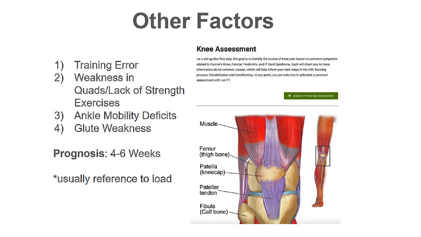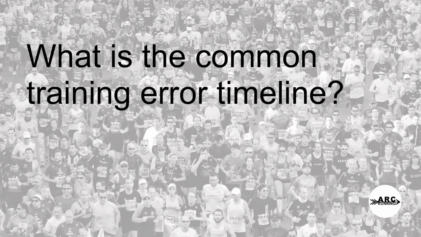Other structures are weakness in the quad, ankle mobility deficits, as well as glute weaknesses. 3 to 4 weeks after you begin a volume increase, you may not see the issues for that until 3 to 4 weeks later. So a lot of people get confused, like, oh, wait, I don't remember doing anything recently. But then when you go back, oh, when did you increase your training? And so it may not happen right away, but if you look back enough, you see a common pattern there.